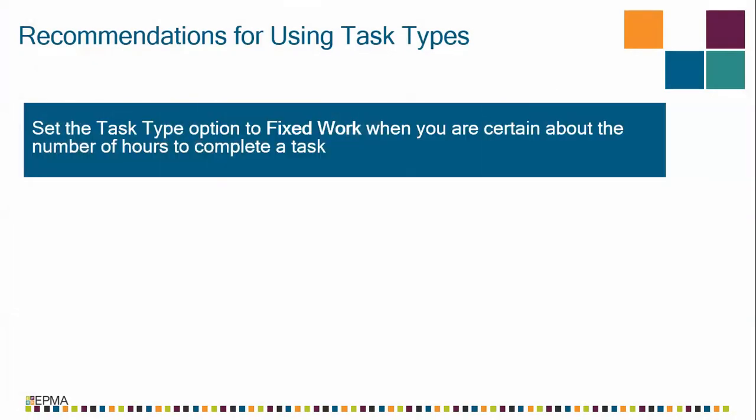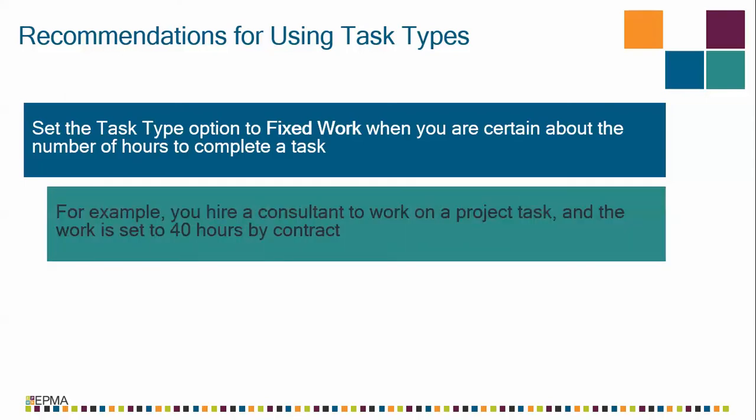Your second task type is fixed work, and EPMA recommends that you set the task type option to fixed work when you're certain about the number of hours it will take to complete a task. For example, let's say you hire a consultant to work on a task in your project. The work amount is set to 40 hours by a contract. Your company has signed the contract, the other person or the other company has signed the contract, so that consultant is going to work 40 hours on that task.